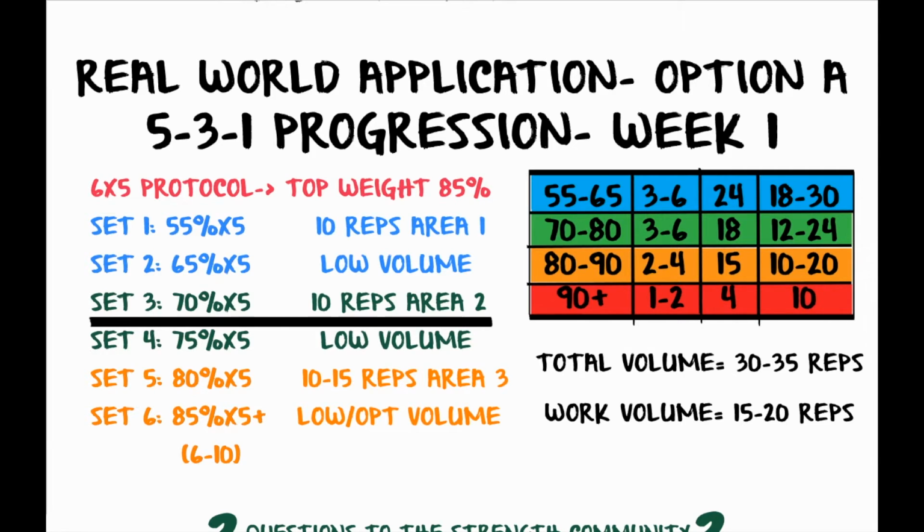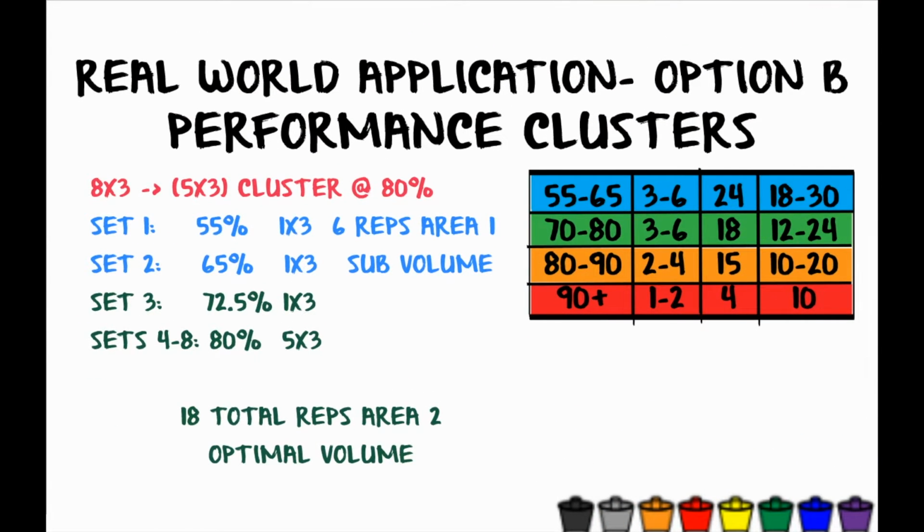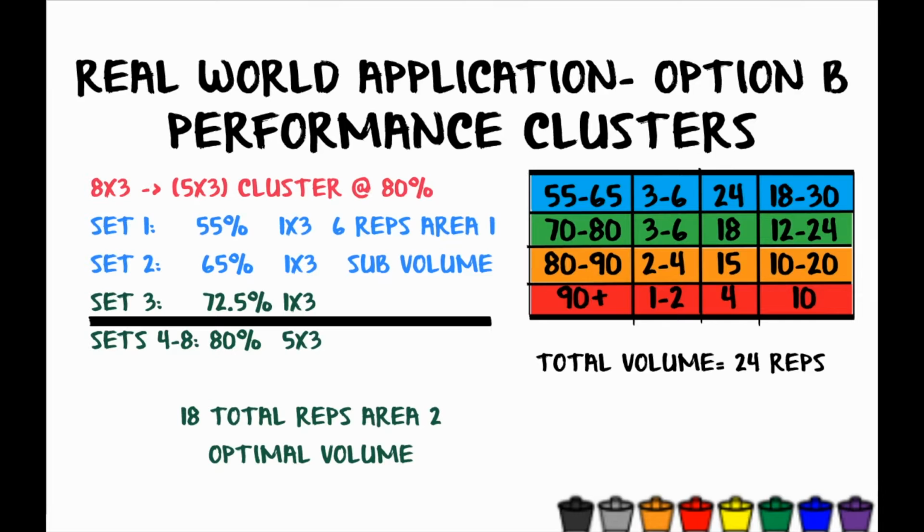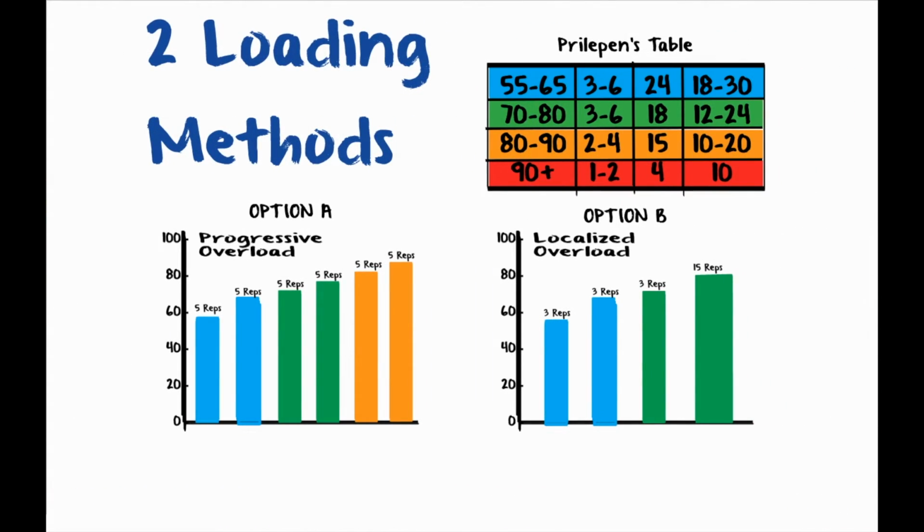Another way I like to use Prilepin's chart is to localize the volume by using a performance cluster. Using an example of an 8x3 protocol with a total volume of 24 reps, and programming a 5x3 performance cluster in that protocol. Again, following the same rules as before, you can clearly see that the designated work sets fall right in the recommendations for both areas 2 and 3. Using Prilepin's table and staying within the recommended ranges, you can write sound programs with relative ease, begin to experiment with them, and start building your own progressions for yourself.